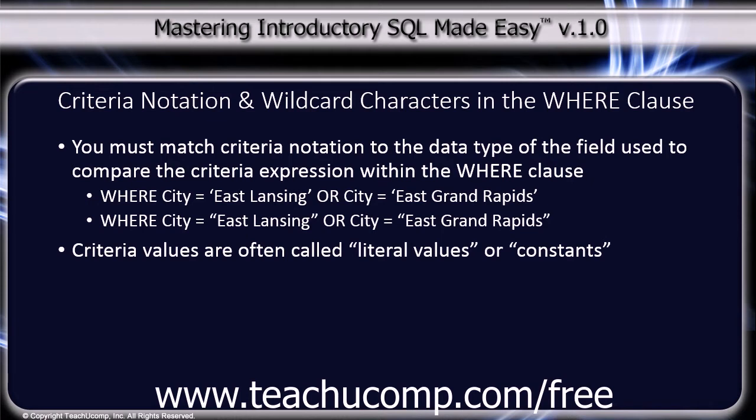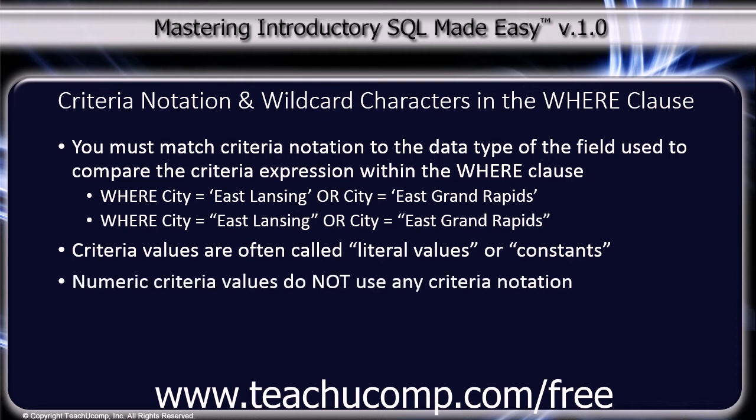The following table lists some of the most commonly used data type notation for literal values and wildcard characters when specifying criteria values within the where clause in RDBMS implementations. You must always check the specific documentation for your RDBMS to be sure that you are using the correct criteria notation. Date, time, and timestamp values in particular can have more varied criteria notation within relational database management systems. Note that in most RDBMS implementations, numeric criteria values do not have any specified notation.